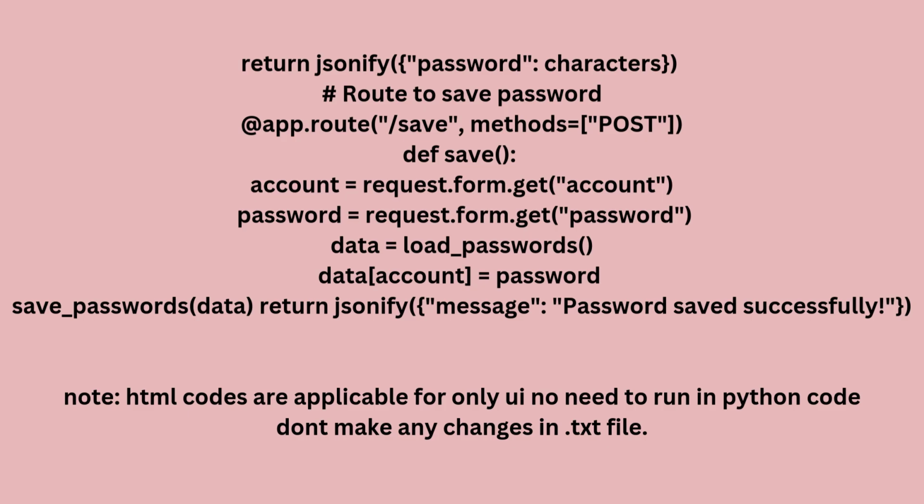Purpose: saves an account name and its corresponding password. Logic: captures the account and password values sent from the front-end form via post request. Calls load_passwords to load existing data. Updates the dictionary with the new account password pair. Saves the updated data back to passwords.json using save_passwords. Sends a success message as a JSON response.